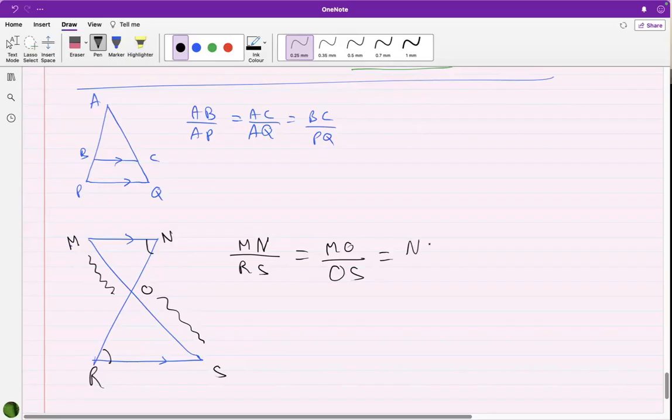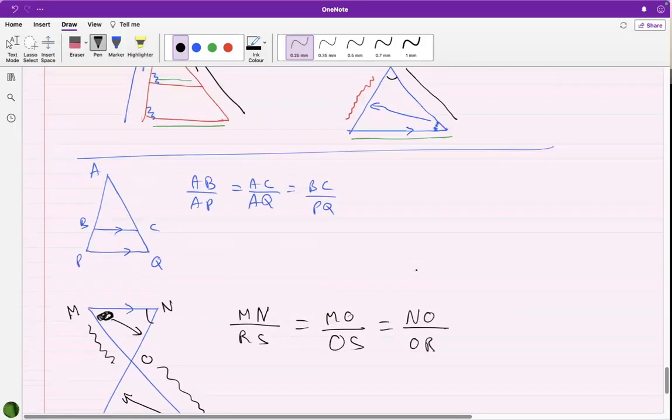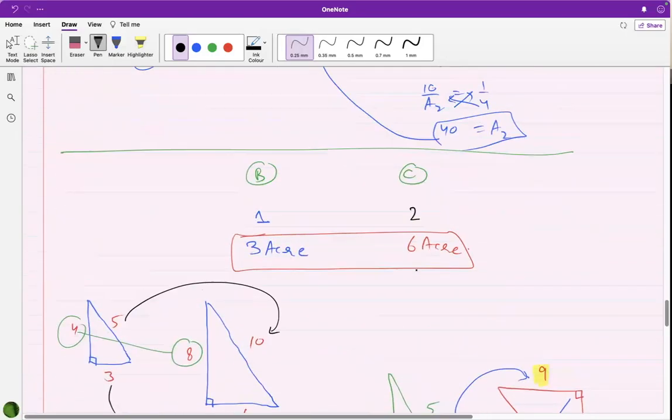Last one, NO is corresponding to OR, because NO is in front of this angle M and the alternate angle is S. So opposite to these angles is NO and OR. So these are the two cases. The third case is the one which we already discussed, two separate triangles.